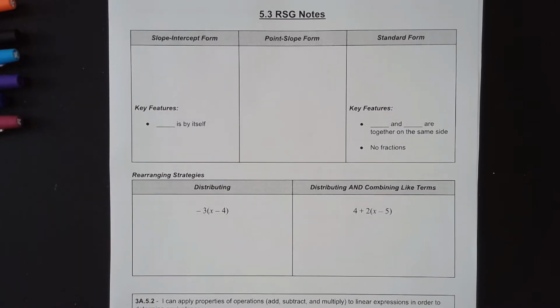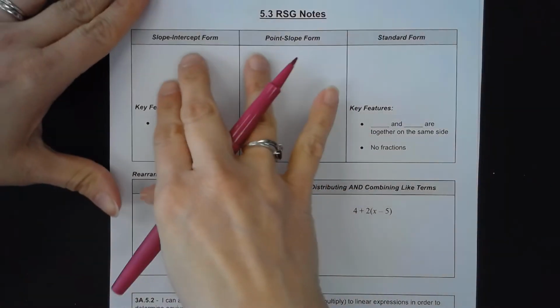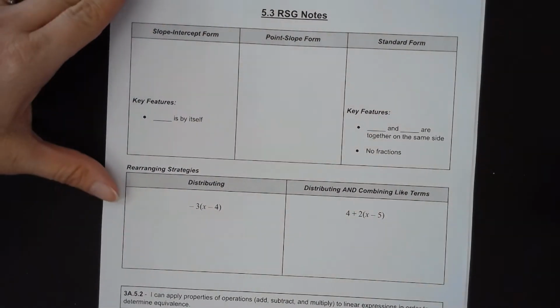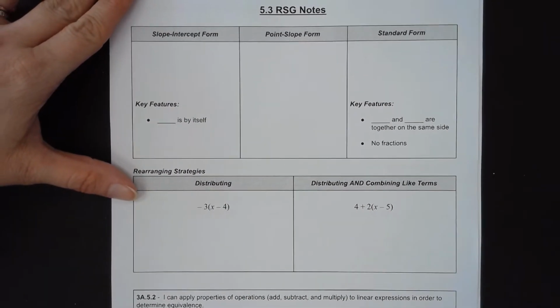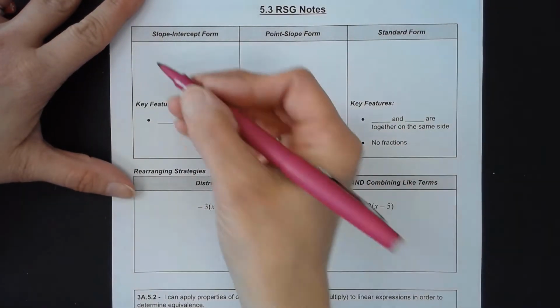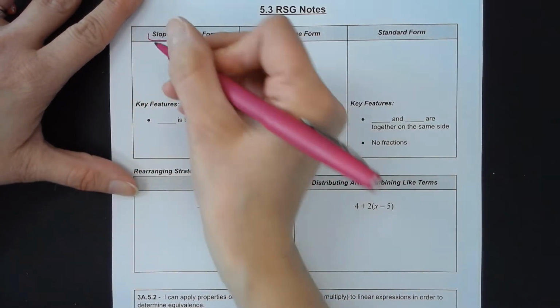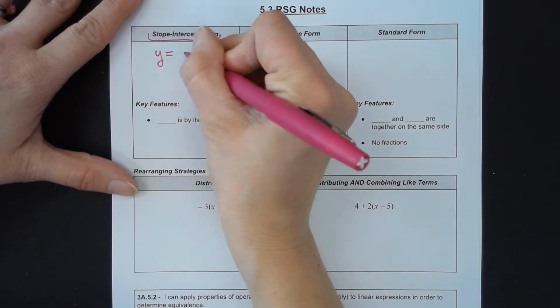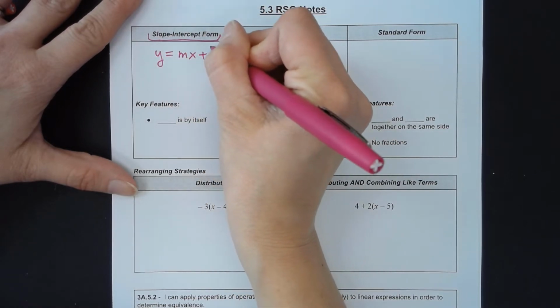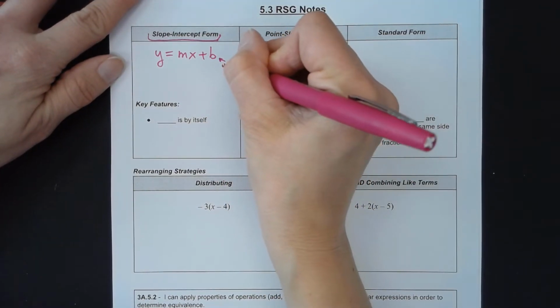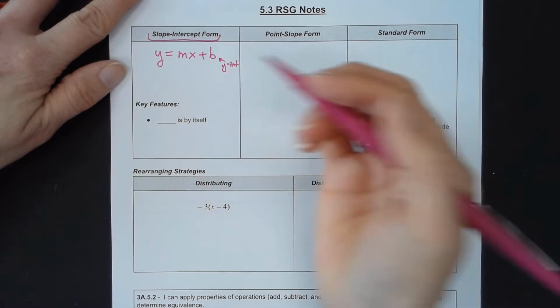Hi class, this video is for 5.3 and it's going to help us review the three forms that we've learned about lines. Okay, they're all the graph of a straight line, except some forms are better than others, depending on what you need. So the first one's called slope-intercept form, and this looks like y equals mx plus b. Now the y-intercept, or the starting point, could be in the front or it could be at the back.